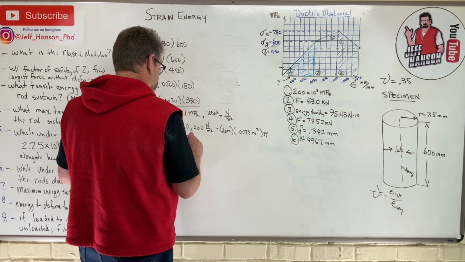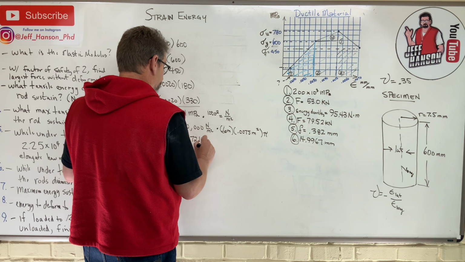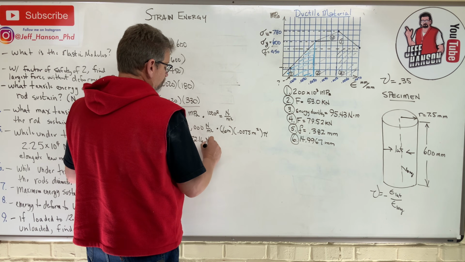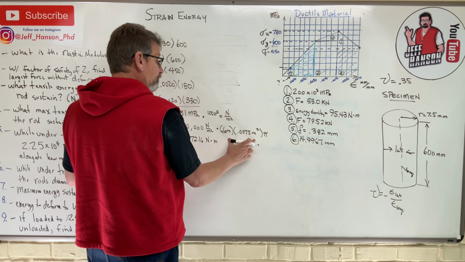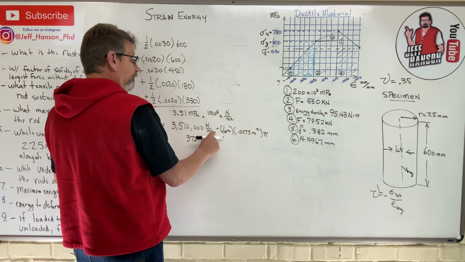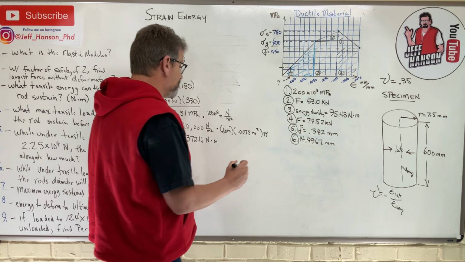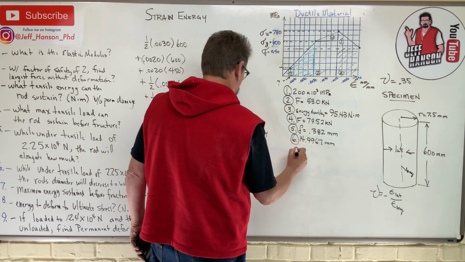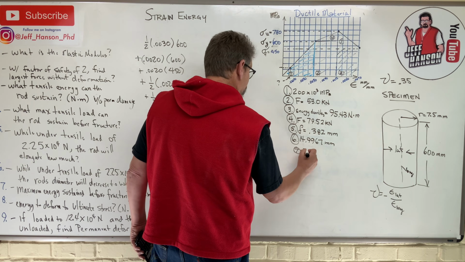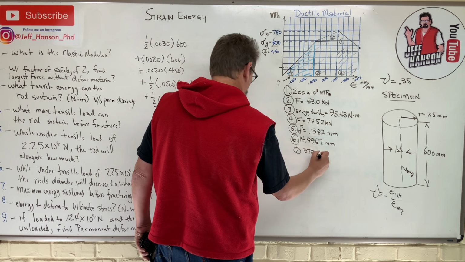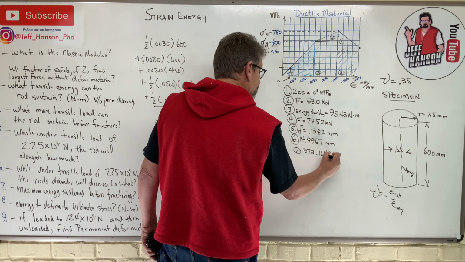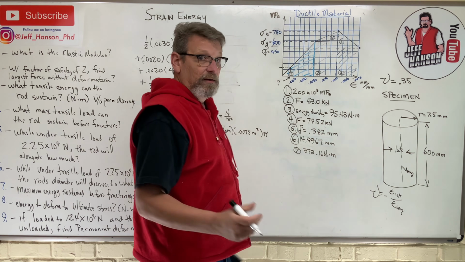372.16 newton meters, right? This is meters cubed. So all those two go away and leave me with newtons times meters, okay? So there's number 7. 372.16 newton meters. Okay, we're almost to the bottom.